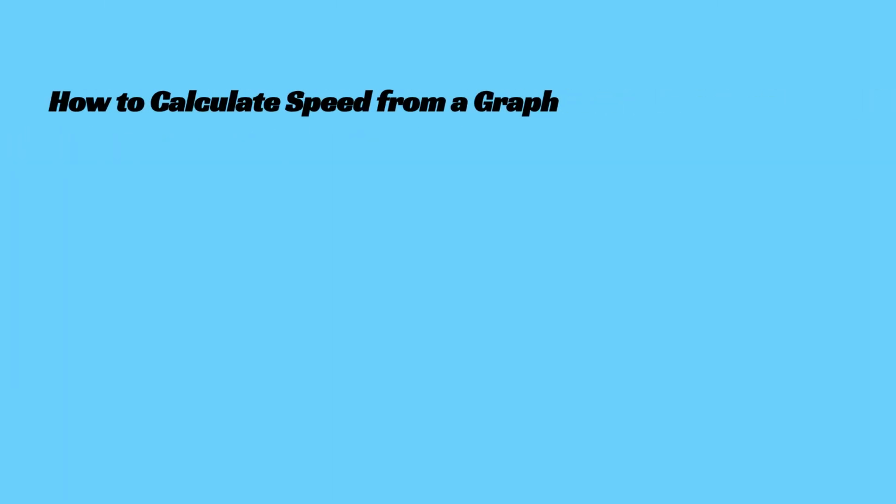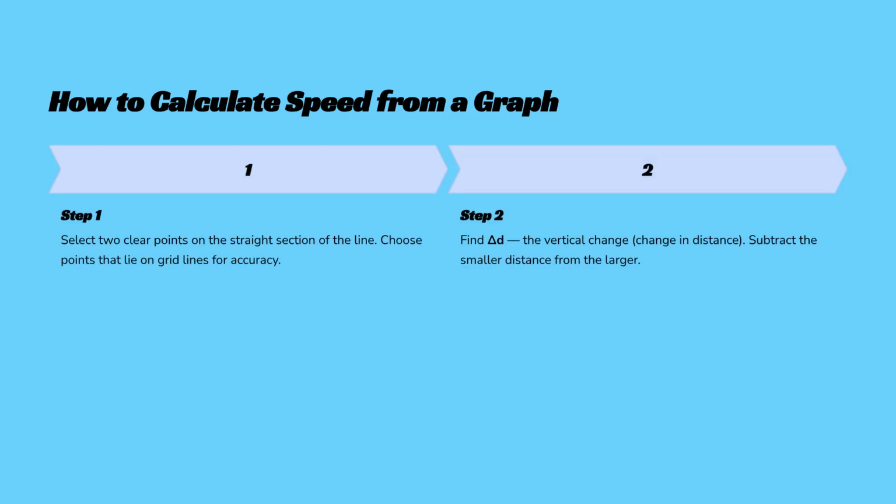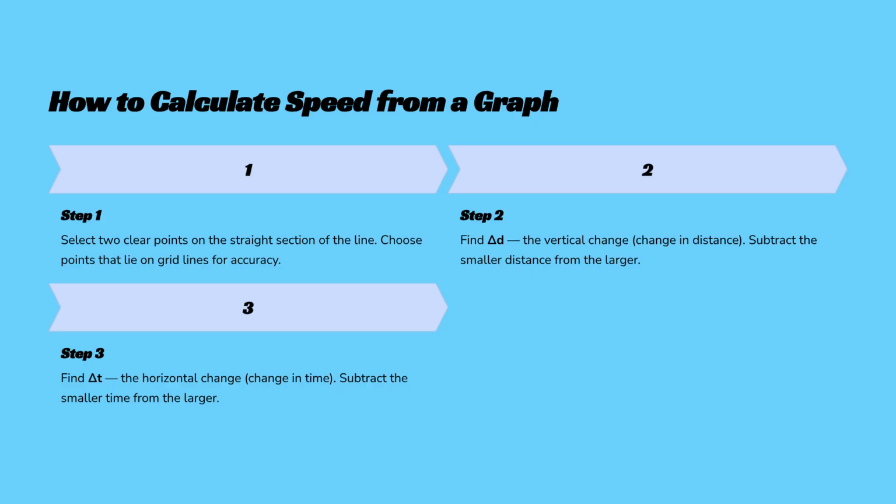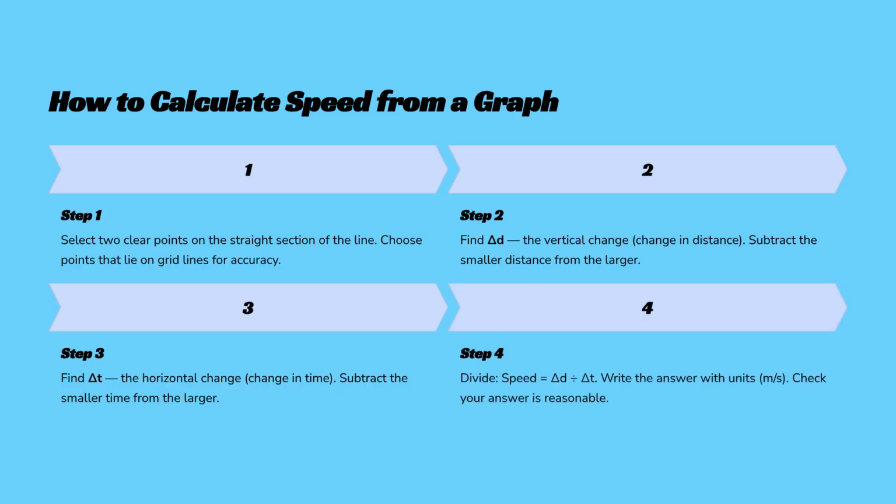To calculate speed from a graph, follow these 4 steps. Select 2 clear points, find the change in distance, calculate the change in time, and finally, divide distance by time.